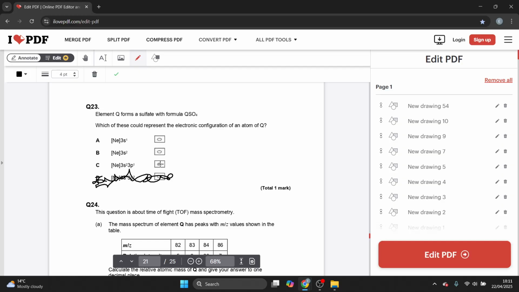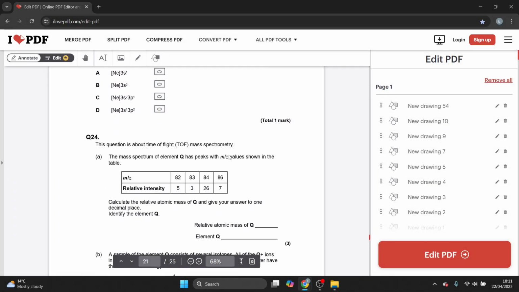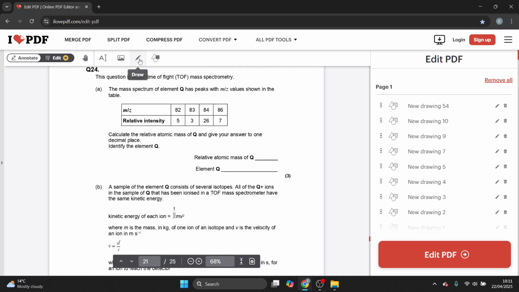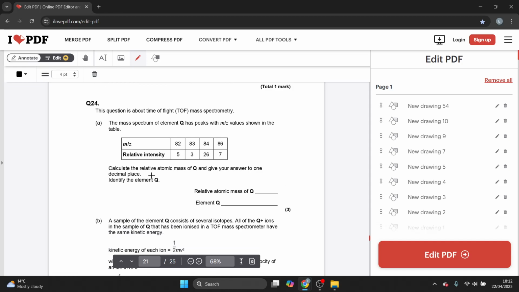The answer is, you know what? This is a difficult multiple choice question. I'm not going to go through it. There's no point of me just telling you guys the answer. That will be in a separate video. I'm struggling with that one. Question 24. Calculate the relative atomic mass of Q and give the answer to one decimal place. Identify the element Q. Okay, this one's a bit different. It tells me to identify the element. Relative atomic mass is going to be fairly simple.